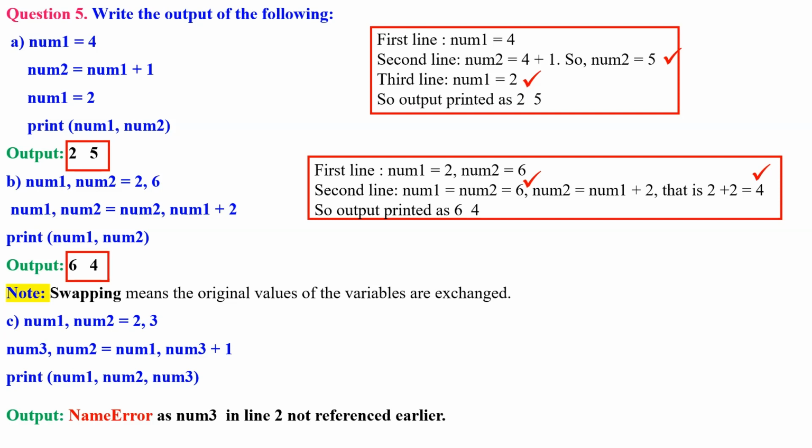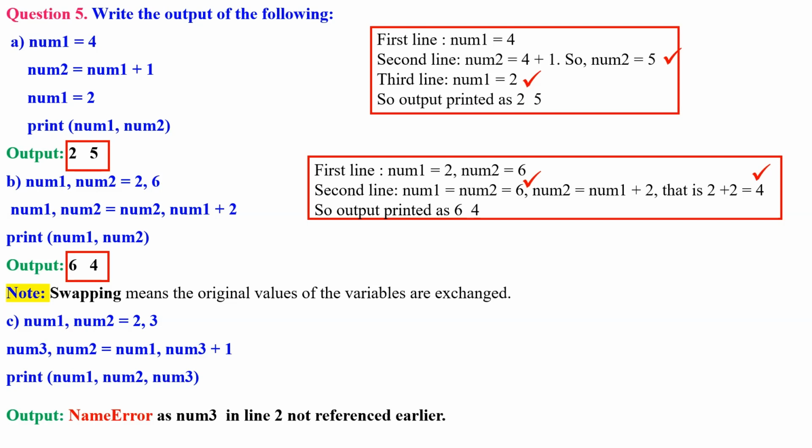In question B, initially, num1 is assigned the value 2 and num2 is assigned the value 6. In the next line, the values of num2 and num1 plus 2 are swapped. Therefore, num1 becomes 6 and num2 becomes 4. When we print num1 and num2, the output will be 6 and 4.